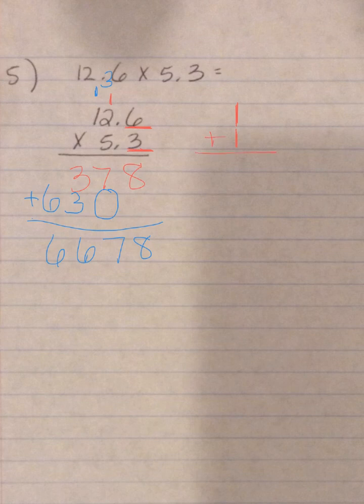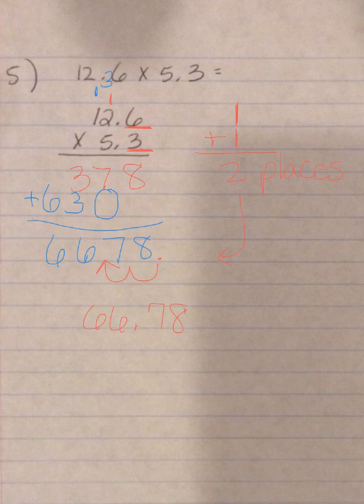So I add that up, and that means I should have 2 places in my answer, but I have to go the opposite way. So I'm going to go to the left in my answer. And so I start by putting an imaginary decimal at the end, and I move 2 places over, and that gives me 66.78. And then I have to check for reasonableness, like I said.